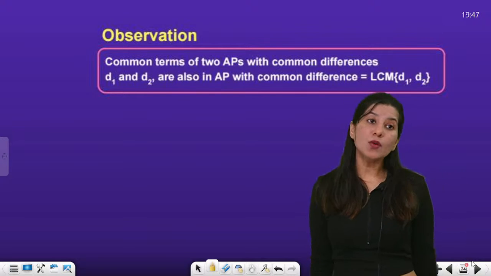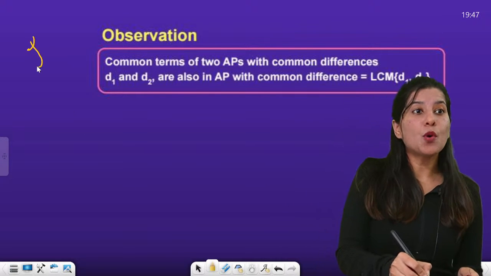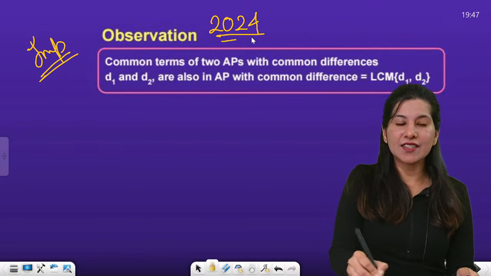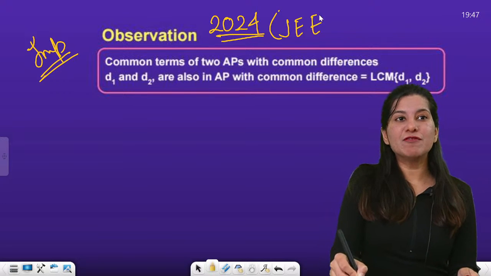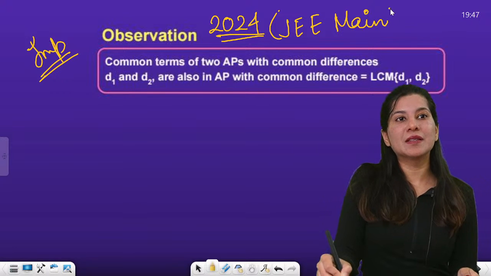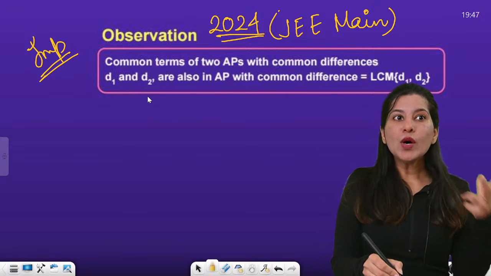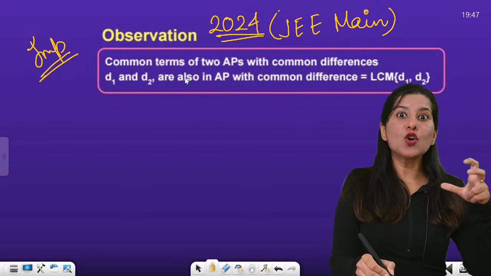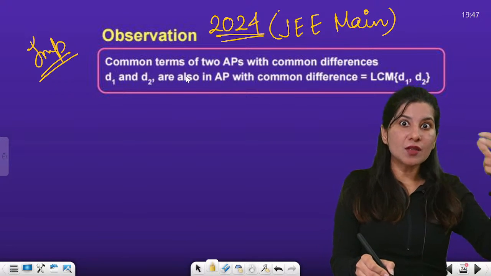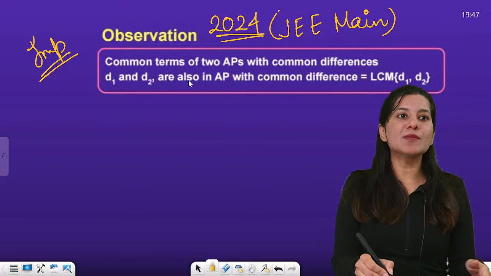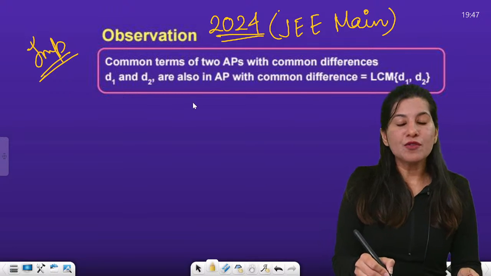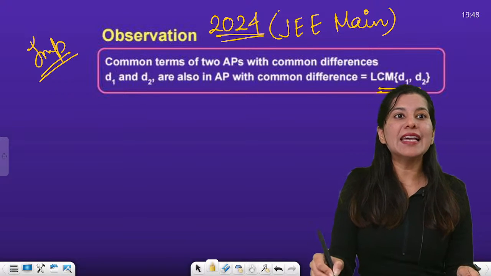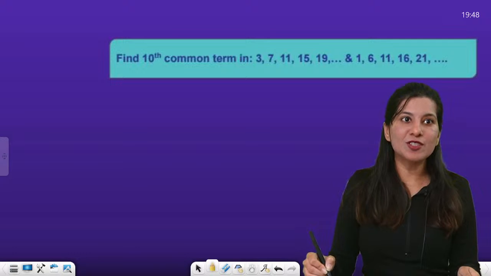Now this concept is extremely important. It was asked in your JEE Main 2024, yes, this year. So when two arithmetic progressions are given to us and we need to figure out the arithmetic progression formed by the common terms of the two arithmetic progressions, the common difference of the resultant AP will be given by the LCM of D1 and D2.